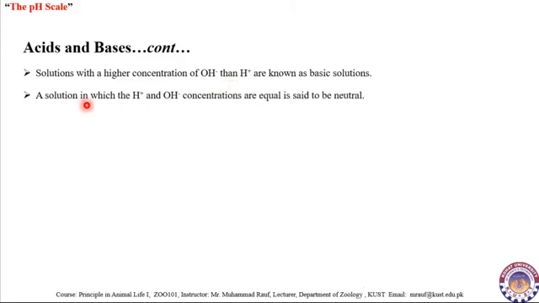So a solution in which the hydrogen and hydroxyl ion concentrations are equal is said to be neutral, having a pH of 7, like pure water. Notice that single arrows were used in the reactions of HCl and NaOH because this is a strong acid, this is a strong base, and they are termed strong acid or base because of their ability to dissociate.